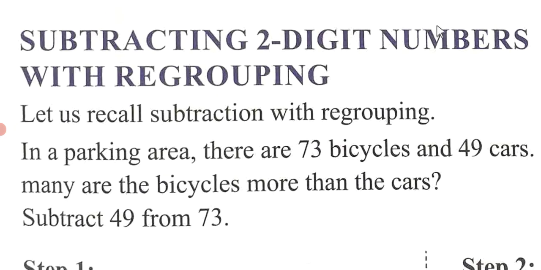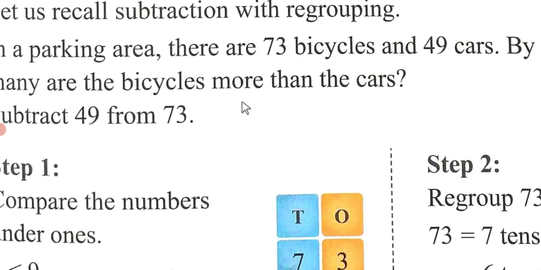Now subtracting 2-digit numbers with regrouping. So let's recall. Subtraction with regrouping. In a park area, there are 73 bicycles and 49 cars. How many more bicycles are there than cars? So subtract 49 from 73.